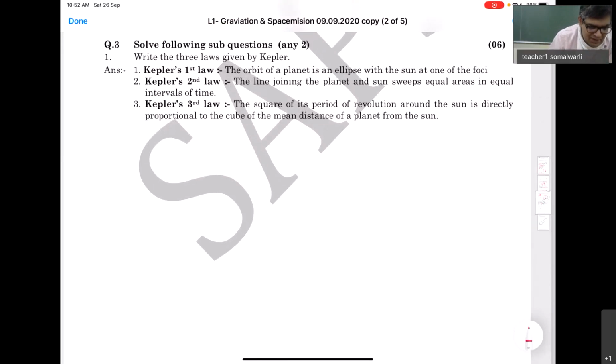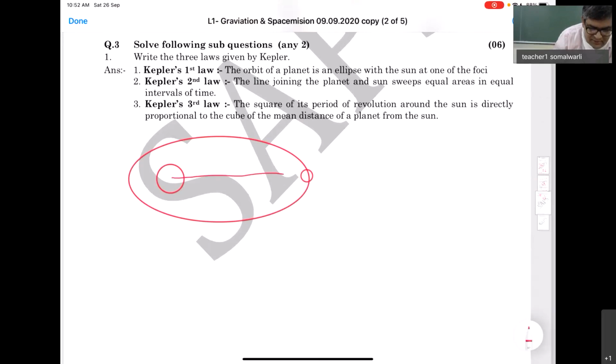The first Kepler law is very straightforward and simple. It says that the planets revolve around the sun or stars in elliptical orbits with the sun at one of the foci. This is what Kepler's first law represents using the diagram: the orbits of the planets and satellites are elliptical and not circular, as was understood or perceived earlier. Let's go to Kepler's second law.